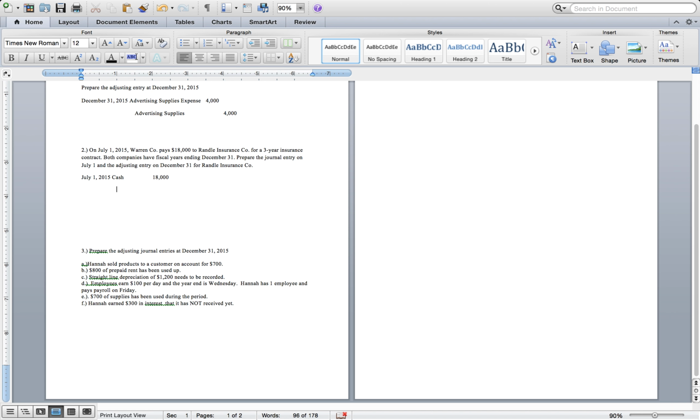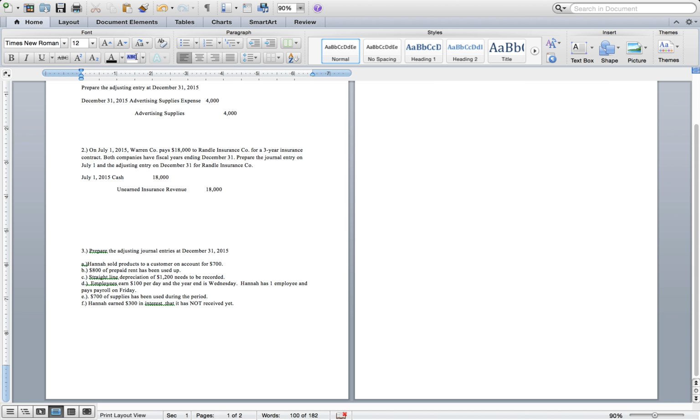Then the account you want to credit would be the unearned revenue account. In this case, it is unearned insurance revenue. Now, unearned insurance revenue or unearned revenue is going to be a liability account. And we increase liabilities with credits. Now, remember, because they paid us in advance, we owe them $18,000 worth of insurance over 3 years.